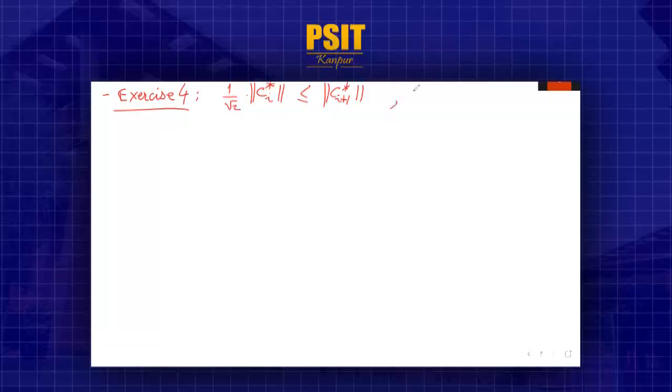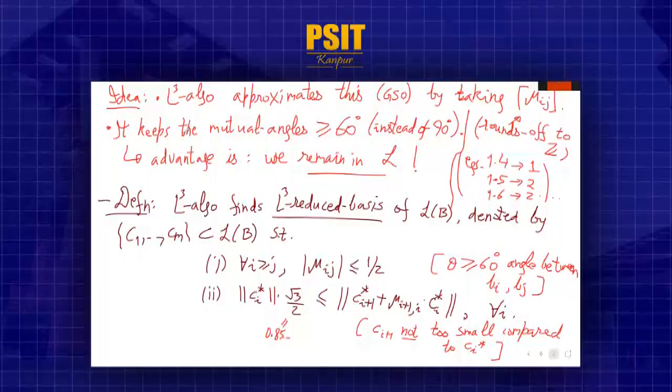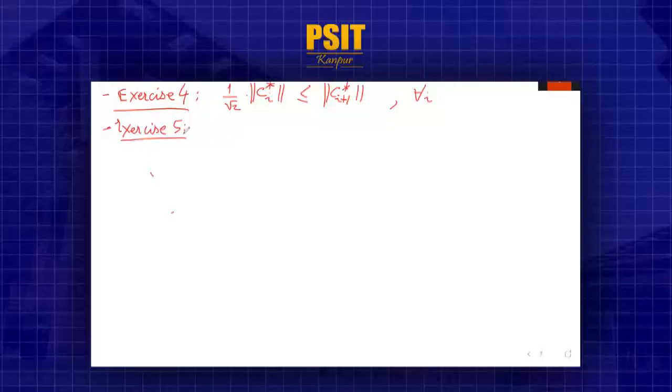Prove this fact. This again is saying that Ci plus 1 star is not much smaller than Ci star. And just from the definition of reduced basis, which I have written, just from this, you can deduce SVP.